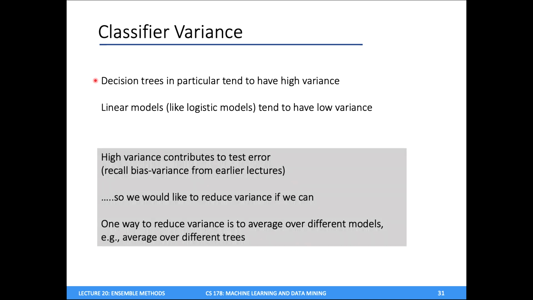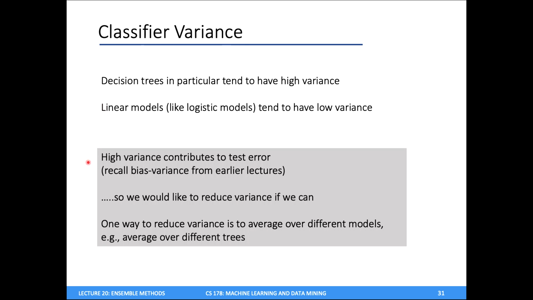So decision trees have very high variance, but in contrast, linear models like logistic regression or nearest centroids tend to have very low variance. Even if I look at slightly different data sets, the best linear decision boundary isn't going to change all that much. So linear models are good examples of low variance models.